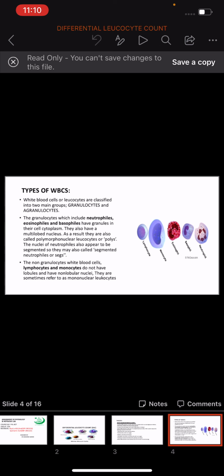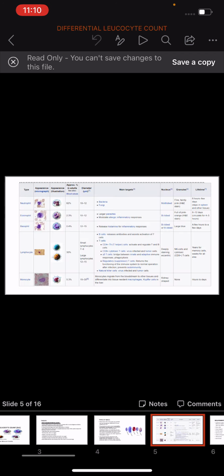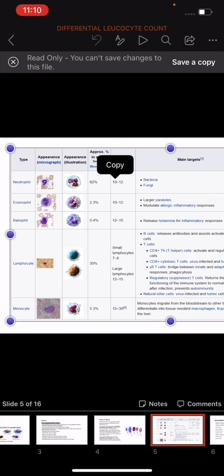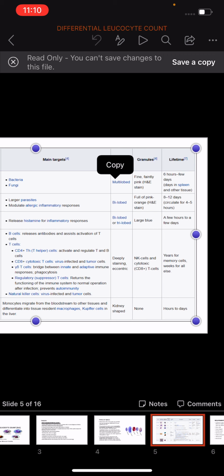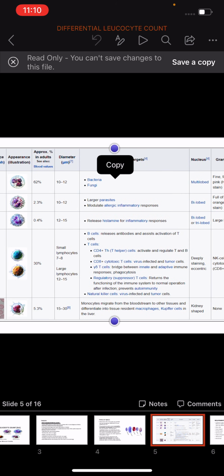Then we have the agranulocytes. Lymphocytes and monocytes do not have granules and have non-lobular nuclei. They are sometimes referred to as mononuclear leukocytes. Then we have a chart of the type, appearance, micrograph, and illustration, and then main targets, granules, and lifetime.